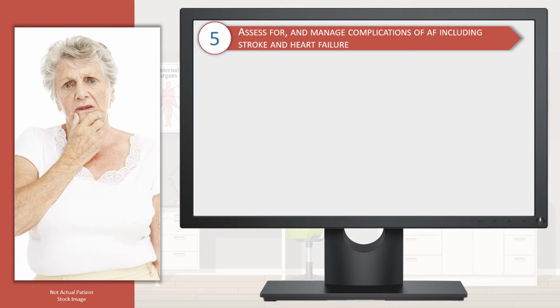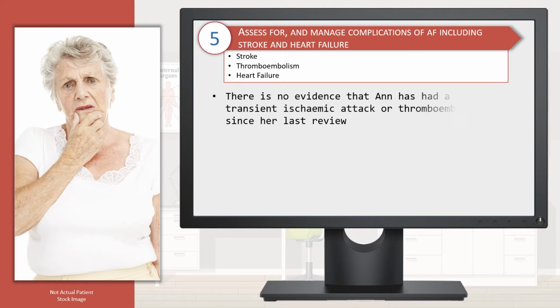Now then, with regards to AF, there's 3 biggies: stroke, thromboembolism, and then heart failure. So while we're chatting to Anne and asking her all our bits and pieces, there is absolutely no evidence that Anne has had a stroke. There's also no evidence that she's even had a transient ischemic attack or any thromboembolism since her last review. So on that score, we could probably leave that in peace and just note that there's nothing for us to report at this point.